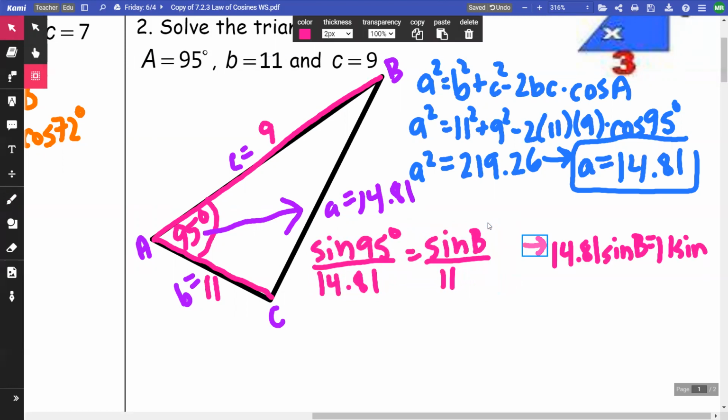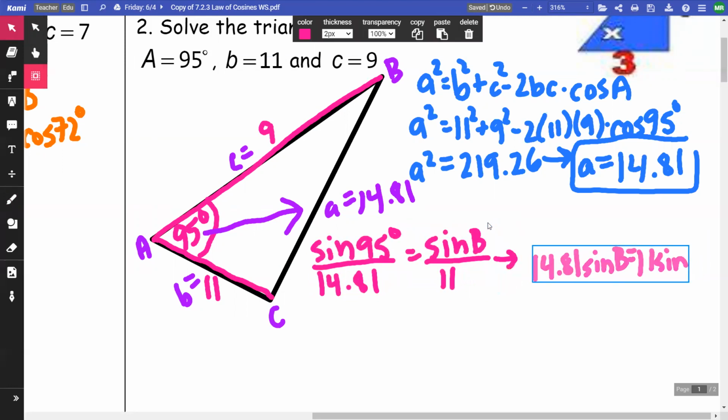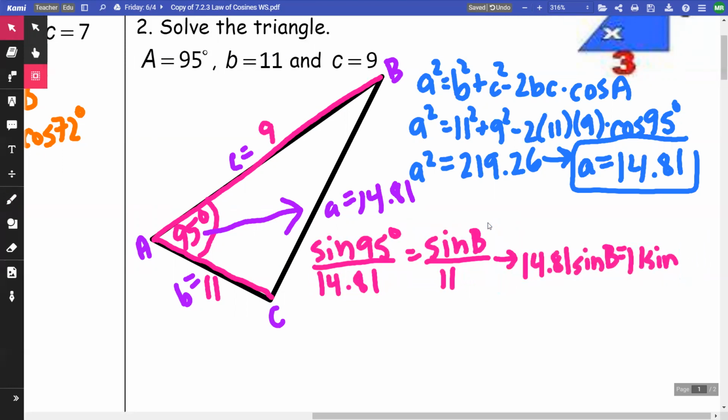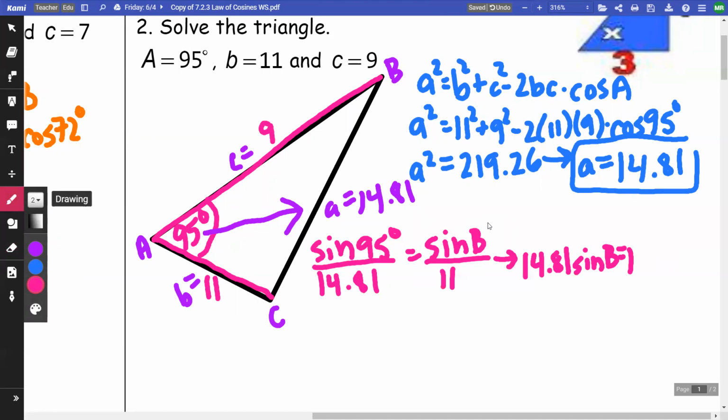Let me move this over a little bit. Okay, so sine B over 11... is equal to 11 sine 95. Let me make that look like an 11, I kind of scrunched all that together. So I am going to divide both sides by 14.81.